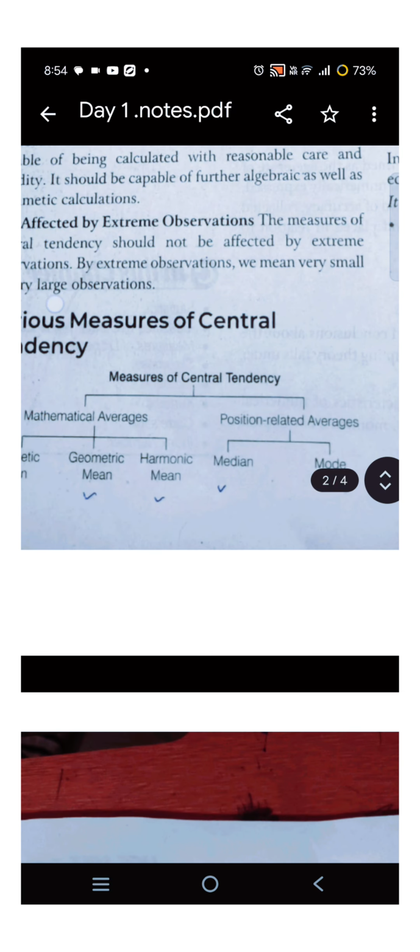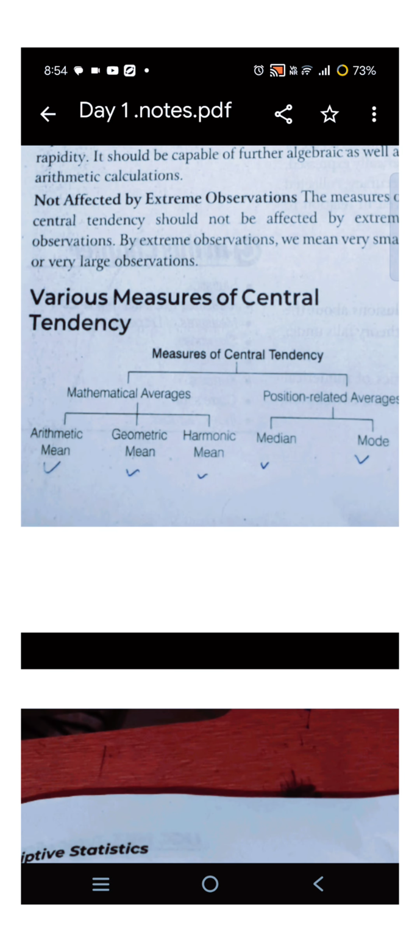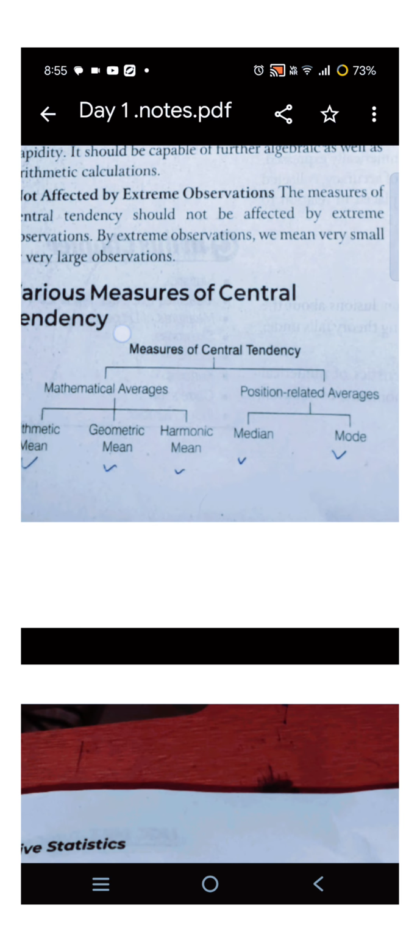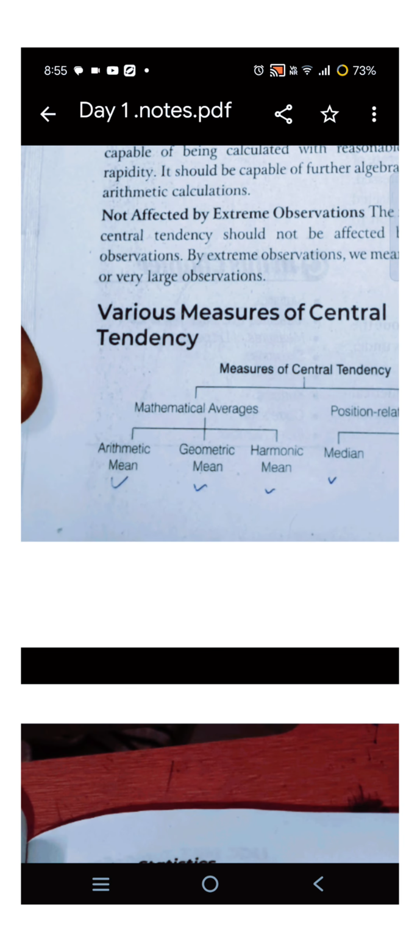Various measures of central tendency. Measures of central tendency can be divided into mathematical averages or position related averages. Mathematical averages: arithmetic mean, geometric mean, harmonic mean. Position related averages: median and mode.